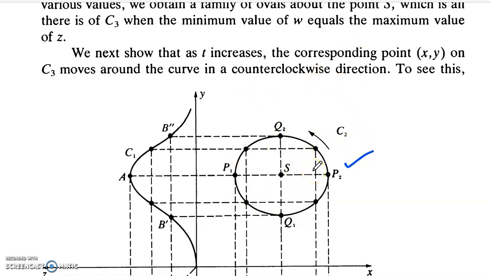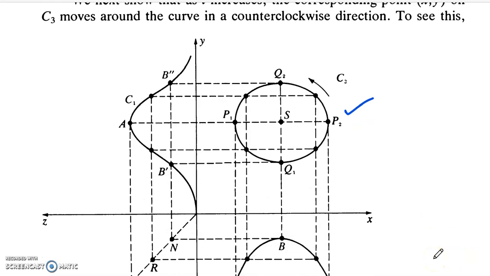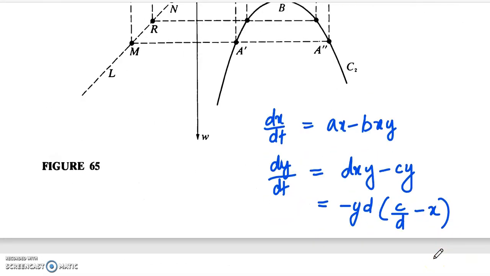this curve in the clockwise direction. So let's see how we get that. For that we will be using these two equations. So dx by dt was ax minus dxy and dy by dt was dxy minus cy.